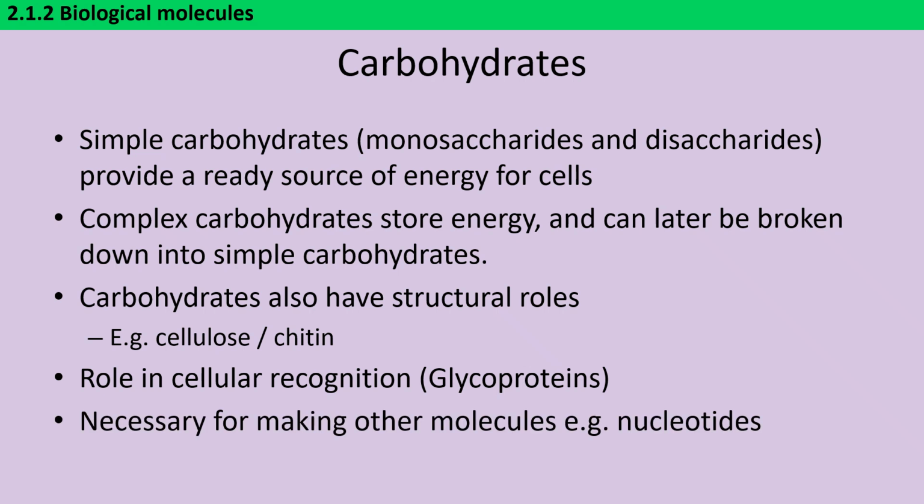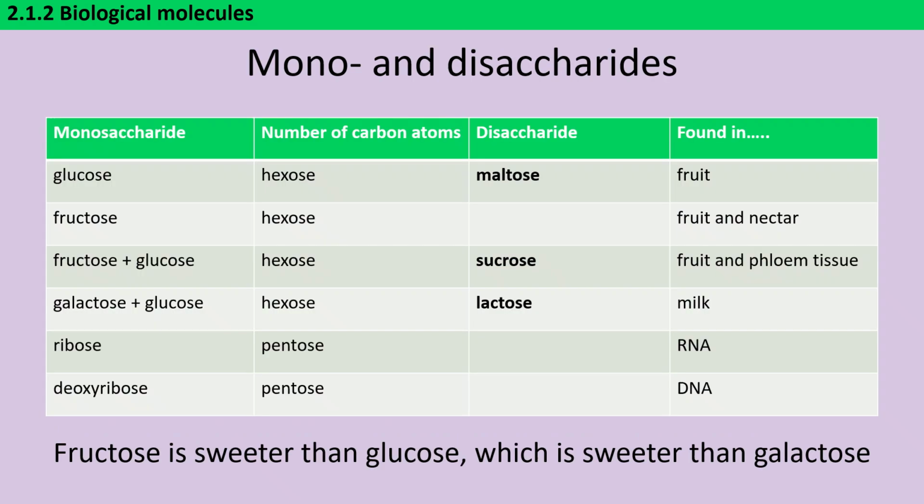And then the other thing that carbohydrates are important for is that they are a base unit that is required to make other molecules, such as the nucleotides that make up DNA and RNA. You need to know the details about 5 different monosaccharides and 3 disaccharides.